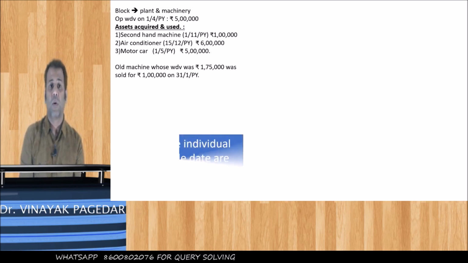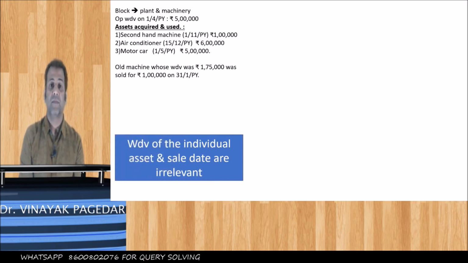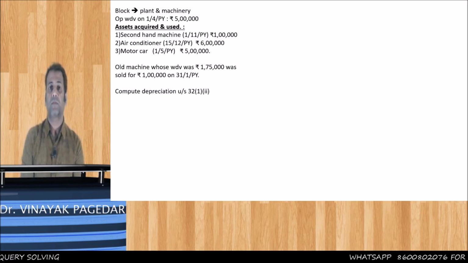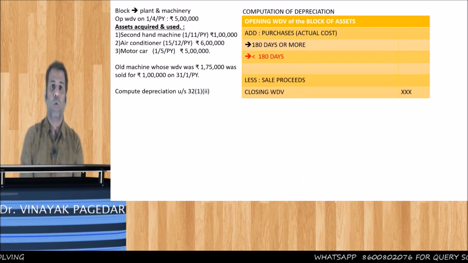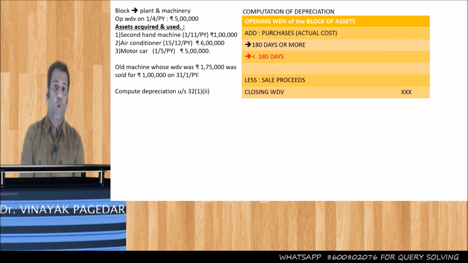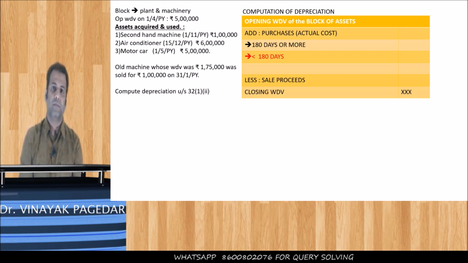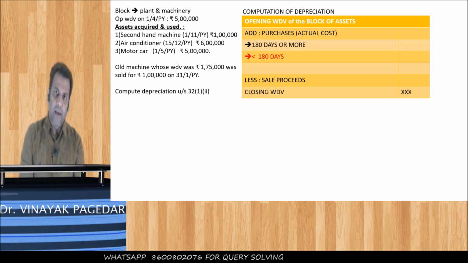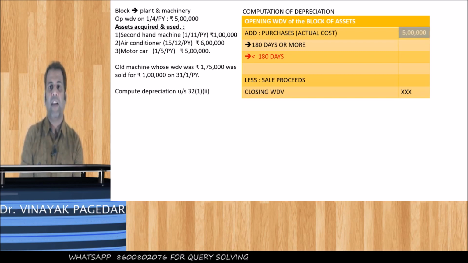So, what does our question say? Our question says, compute depreciation under section 32(1)(2). Now, how do we go about it? The opening WDV of the block of assets on the 1st of April of the year. Now, what was the opening WDV? Correct. It is 5 lakhs. So, here we go.